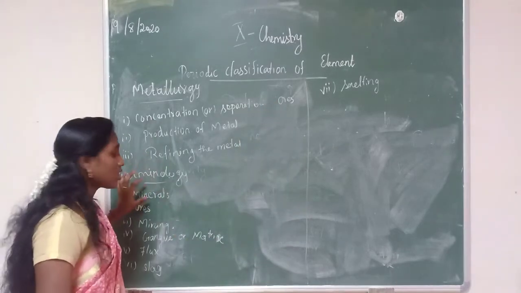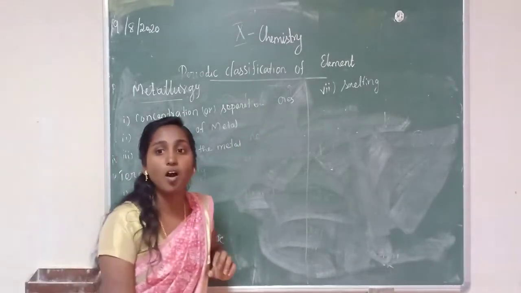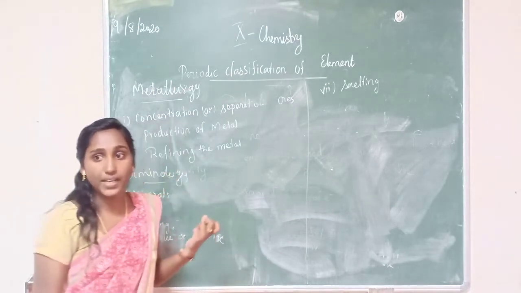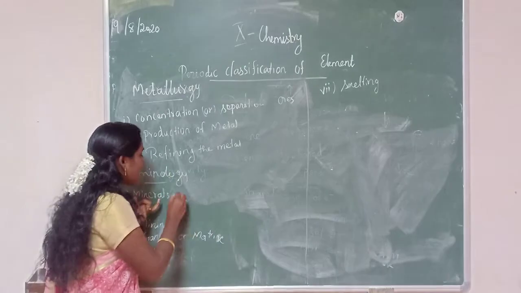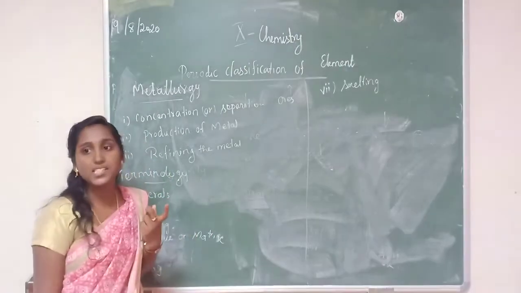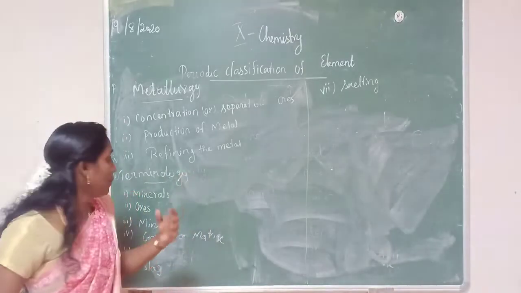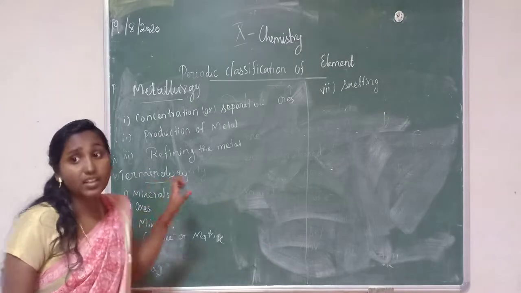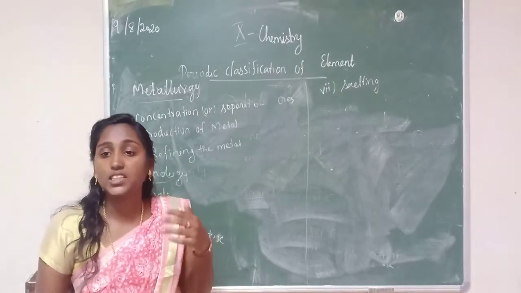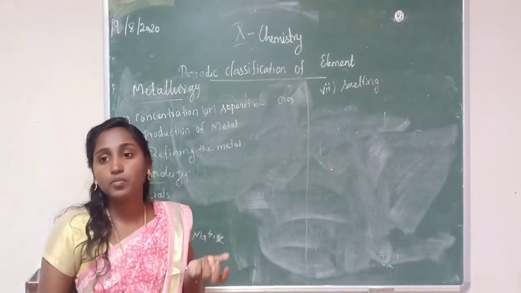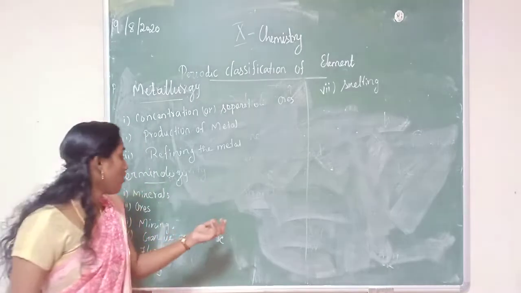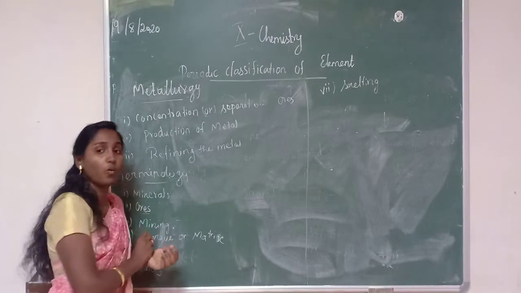So mineral, you all know, is a single compound or complex mixture. From the earth's crust we are getting the minerals, right? Mineral means a single compound or complex mixture. Then ores. Ores means a mineral which can give a large amount of metal.